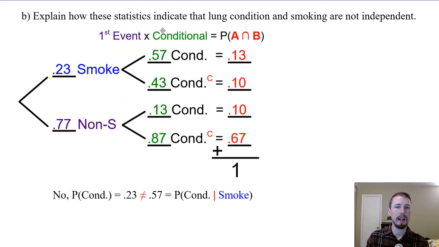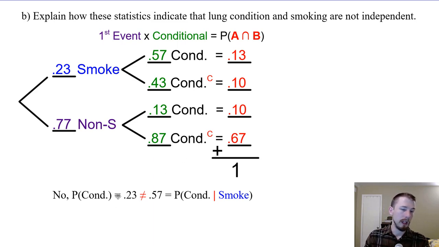Explain how the stats indicate lung condition and smoking are not independent. Well, whether or not you smoke, it changes your conditional probability of developing the condition from 13% to 57%. So about four times the likelihood of developing this condition, whatever it is. I'm not sure, might be emphysema or something like that. All right, so 13, that's not the same. So because the two conditional rates were not the same, that means that they're not independent.